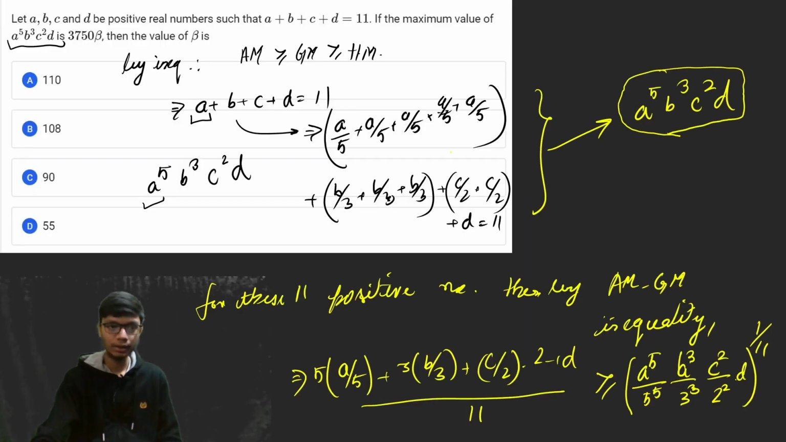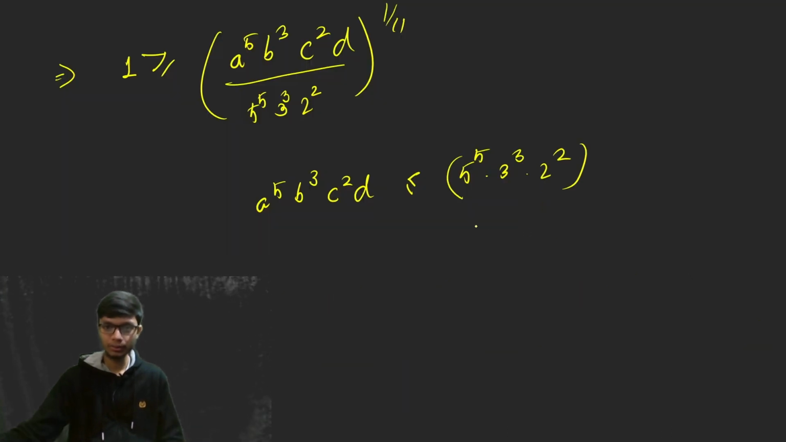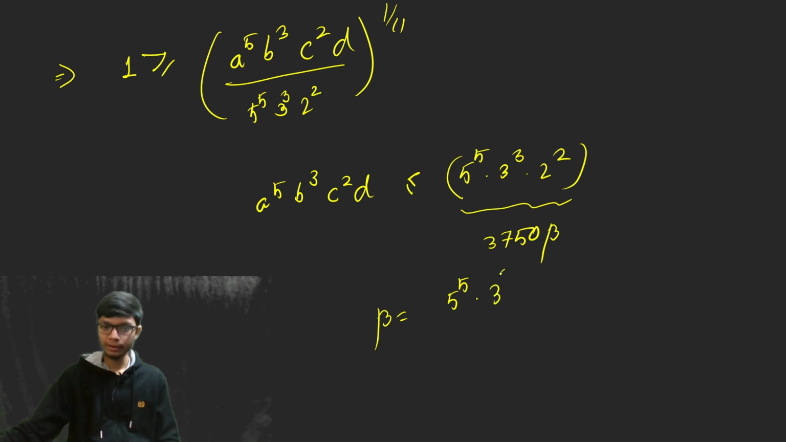You can definitely solve this result. If you calculate it, 5 to the power 5 was given as 3750 into beta. So beta is equal to 5 to the power 5, 3 to the power 3 and 2 to the power 2 divided by 3750. What I do is go on consecutively dividing, and you can definitely solve this yourself as well.